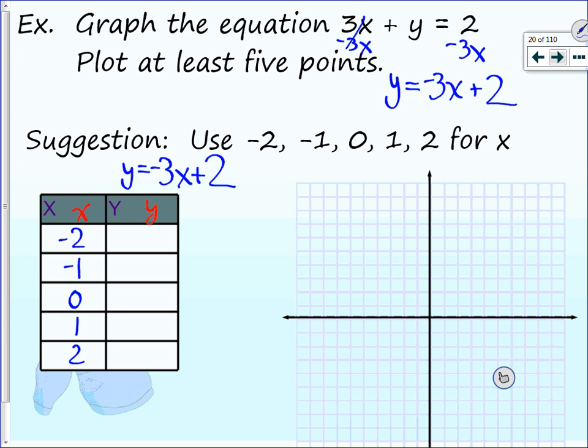So if you plug in negative 2 for x, well, I'll let you guys do this. You can do it. Plug in your points, graph them, see if they're collinear.